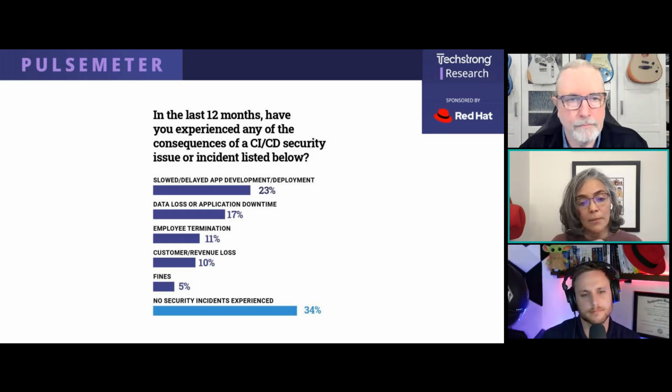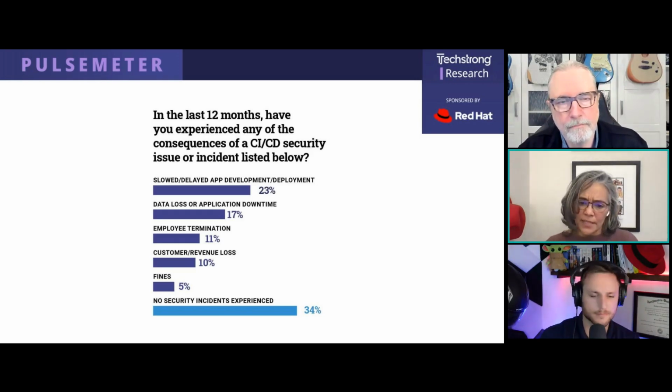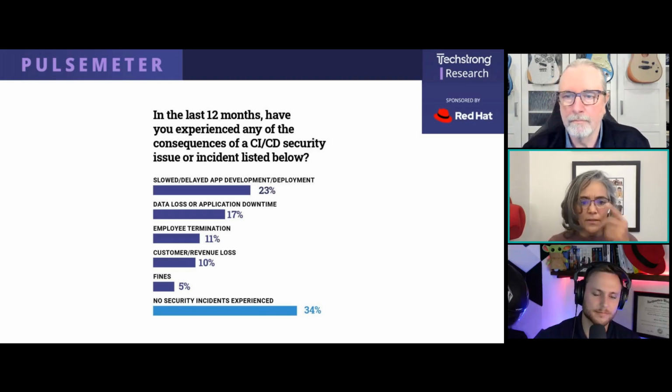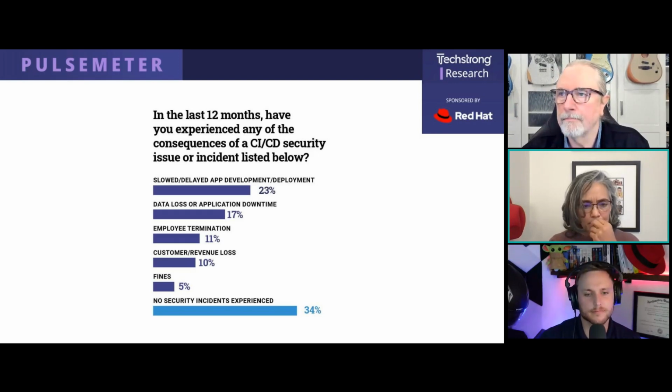Is that considered a pipeline problem? Because if you did a postmortem on that, you'd say, hey, we didn't detect this when we should have. So if that gets included in this, then I understand the 23% slow delayed app development deployment kind of stuff. Employee termination is what's sticking in my mind. Like, wow, this is serious.